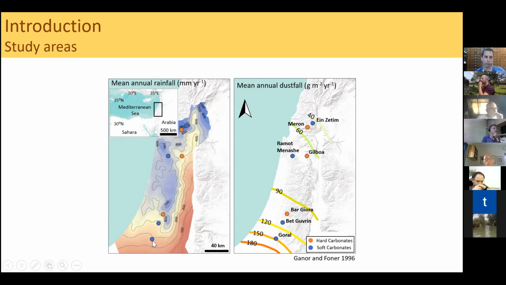And you can see that the study sites are scattered along a strong gradient in climate, or in rainfall, from the dry south, with almost arid conditions, to Mount Meron in the north, where precipitation is almost 1,000 millimeters a year. But they're also scattered along a dust fall gradient, where the southern site in Givot Goral near Be'er Sheva gets a lot of dust, and the north, in the Meron mountain, gets much less.